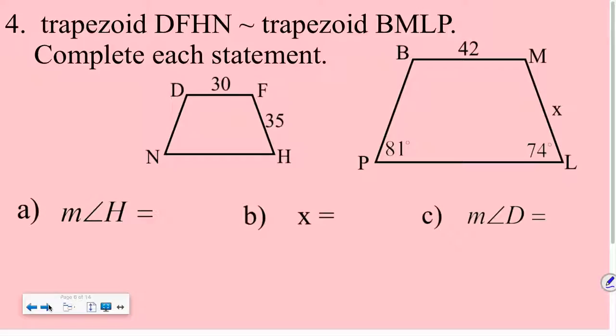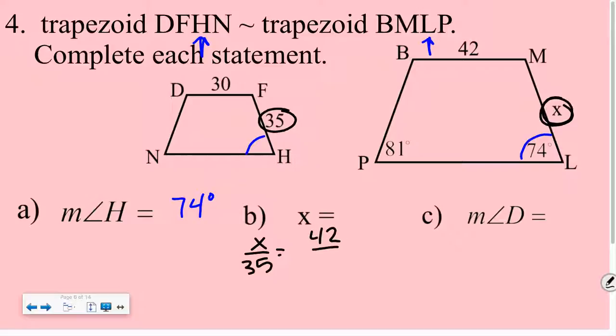If I look at my similarity statement, angle H is the 3rd letter, so it needs to correspond with the 3rd letter. So angle H is going to be congruent to angle L, which means the measure of angle H is 74 degrees. X is a side length, so I'm going to have to set up a proportion here. X on this 2nd trapezoid corresponds with which side on the other trapezoid? 35. As, now I have to come back to that first trapezoid I used. 42 is to 30.